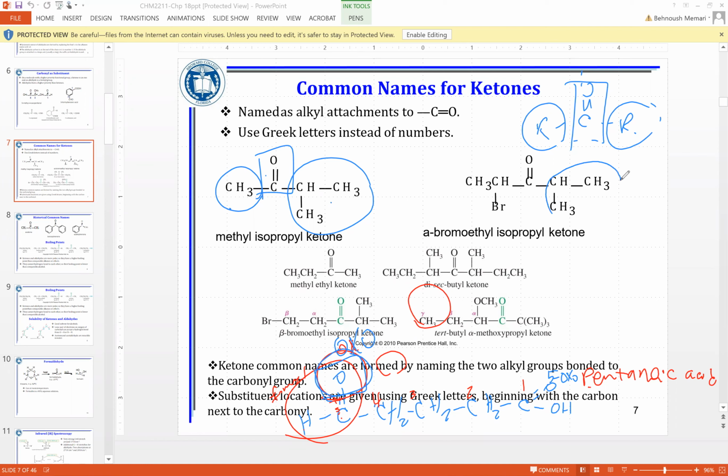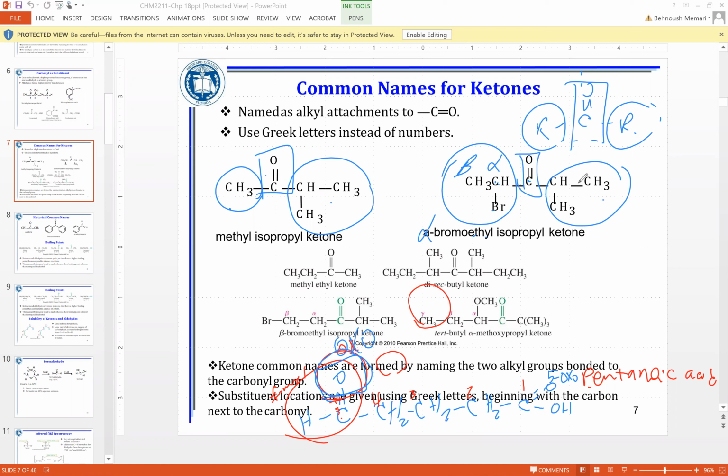Isopropyl in this case. And then this one is the alpha carbon. The carbon adjacent to the carbonyl group is called alpha, and this is beta. So it's alpha-bromoethyl on one side, isopropyl on the other side, and ketone.